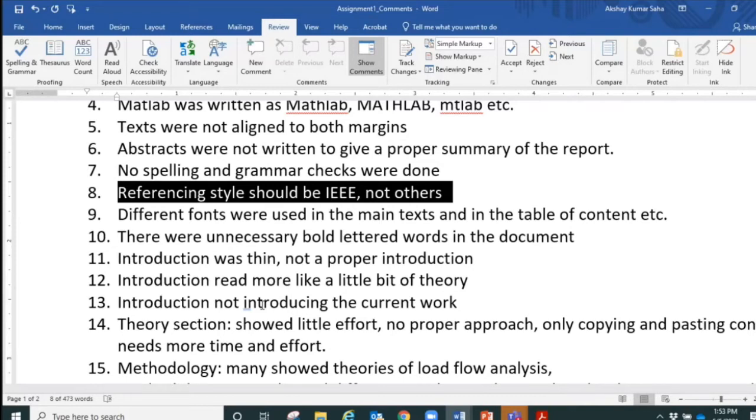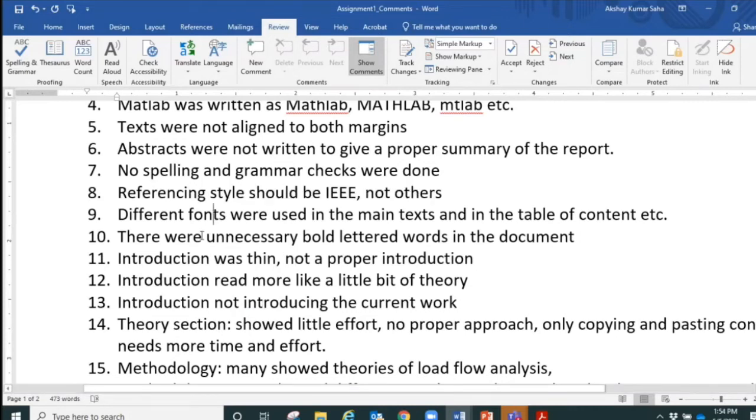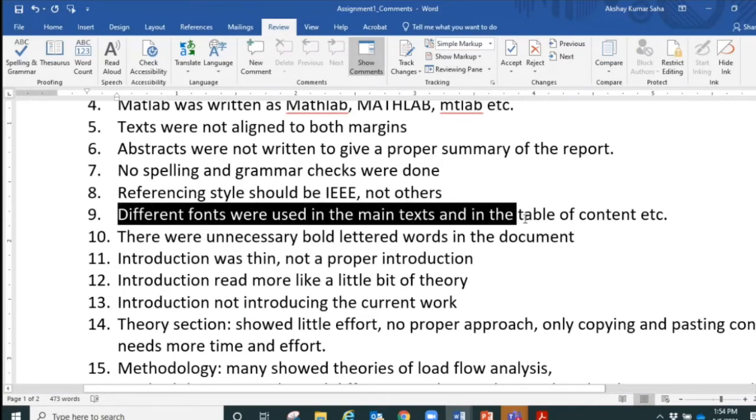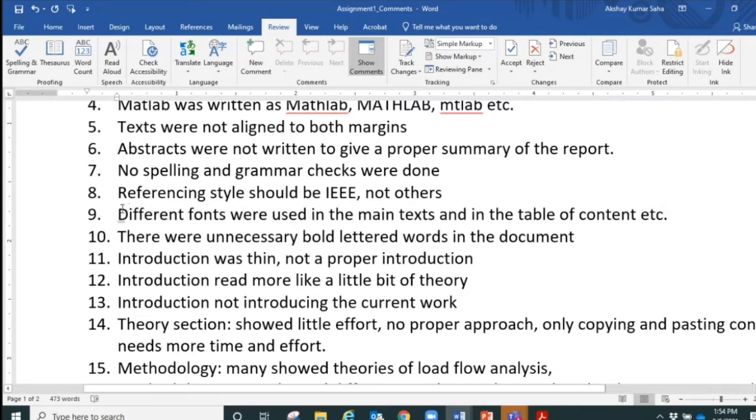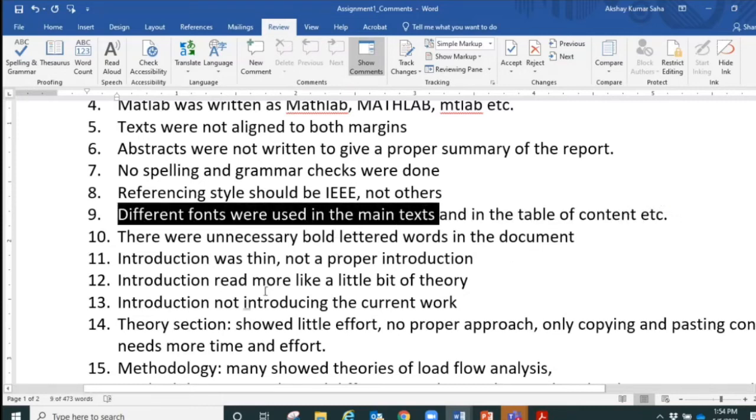So we have to follow the IEEE style, and we have to be consistent throughout the entire document. We are not using other styles, so it has to be IEEE style. Again, we have found that different fonts were used in the main text and in the content of the tables, list of figures and all the stuff. Also inside the main text, I found that different fonts were used.